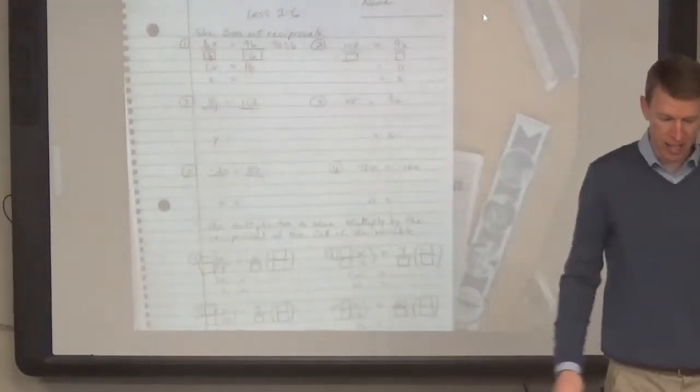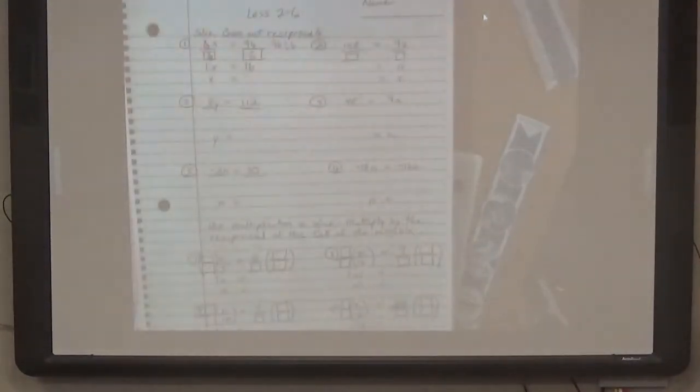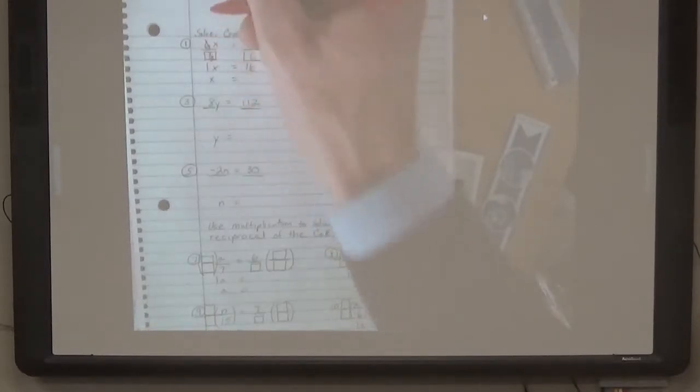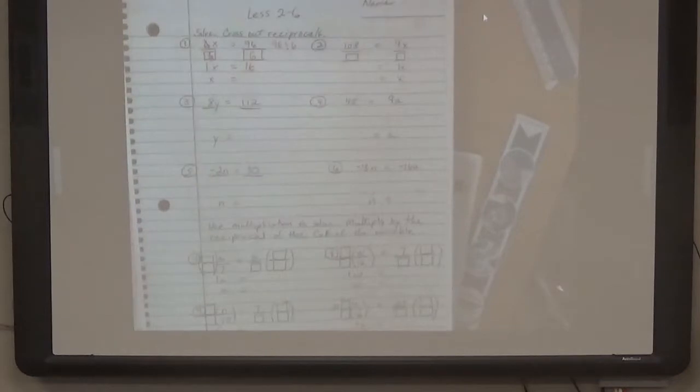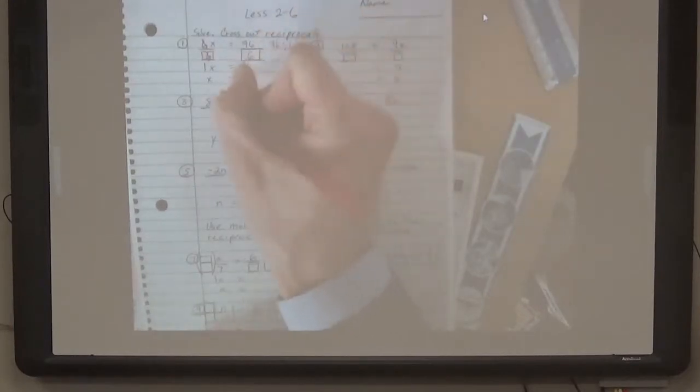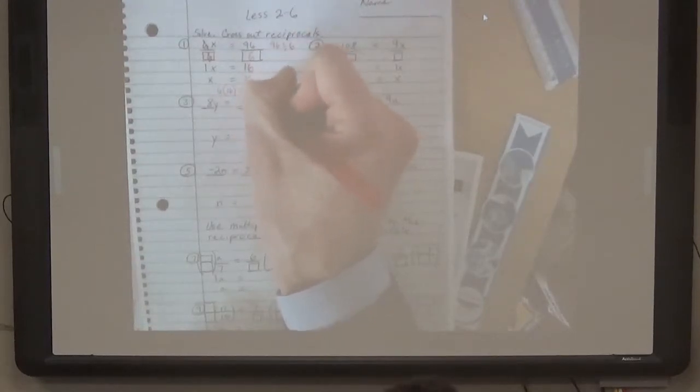In this case, we're going to use reciprocals. When you cross out the reciprocals, you're showing that 6 divided by 6 is 1. 6 goes into 6 one time, so we're crossing them out and reducing it to 1. And that proves that x equals 16. And then check: 16 times 6 should equal 96, and it does.